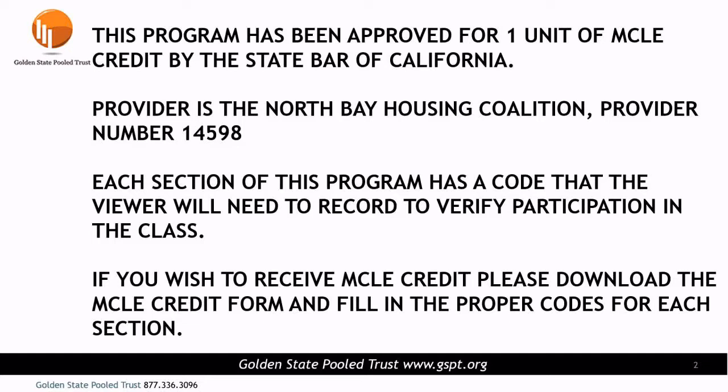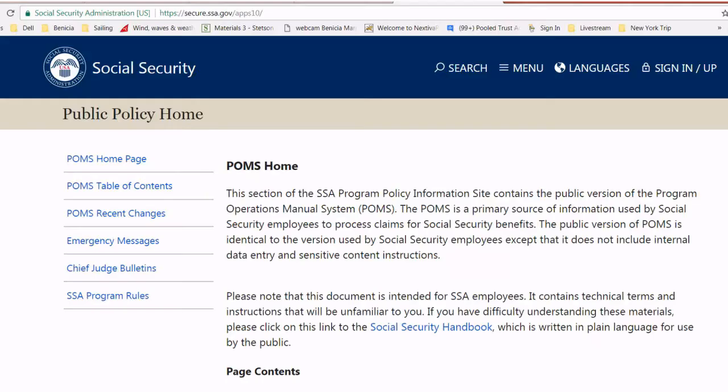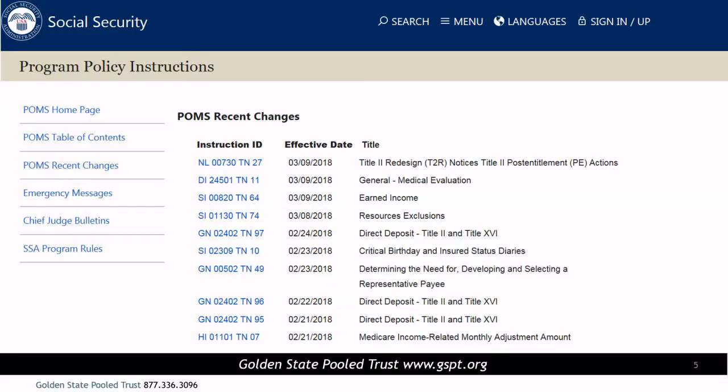So what we're going to cover initially is the revised ABLE Act POMS, which was issued in March of this year. You can find it in a number of different ways. If you go to policy.ssa.gov, it will take you to a page that looks something like this. What we're doing here is going through the recent changes. If you hit recent changes, it will take you to this page. Keep in mind, this is as of April 2018, so this may look a little different. And under resource exclusions is where we will find these POMS.